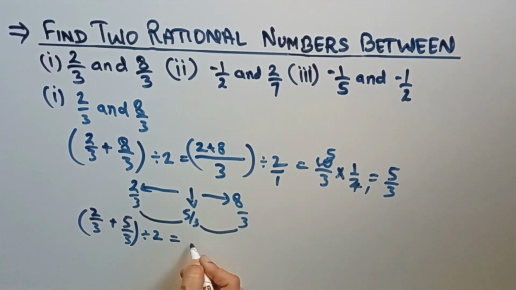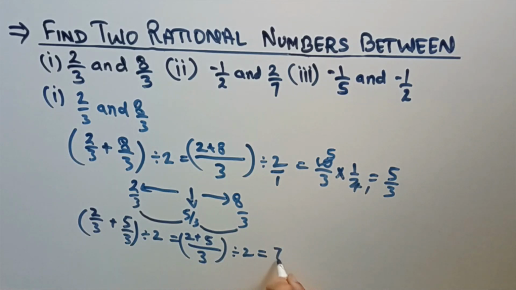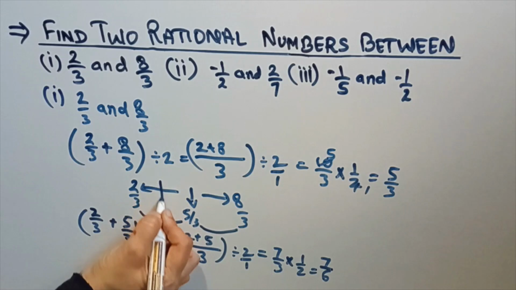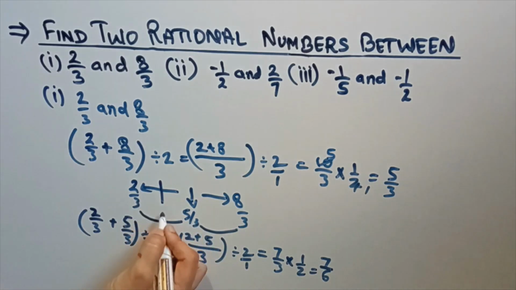As the denominator is the same, I am keeping this as it is, 3. Now we'll add the numerator, 2 plus 5. This is divided by 2. Now 2 plus 5 is 7 by 3. Division sign, I am putting a multiplication sign and taking the inverse of this. This 2 by 1 will become 1 by 2. So 7 1s are 7, 3 2s are 6. This is another number which is in between these two numbers. This will come here in between these two numbers, 7 by 6.